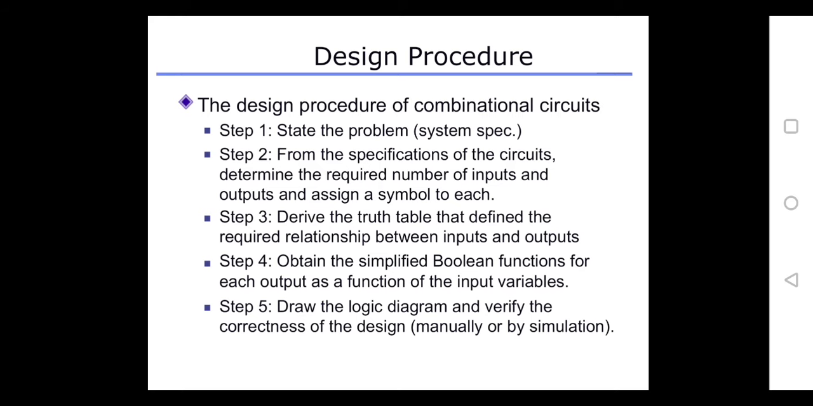Whatever Boolean function we have written, we need to simplify it either by using postulates or theorems of Boolean algebra or using a K-map. If we are using a K-map, the variable K-map depends upon the inputs and the number of K-maps depends upon the outputs. After simplifying the K-map, we need to draw the logic diagram from the expressions we get from the K-map simplification, and verify the correctness of the design either manually or by simulation.